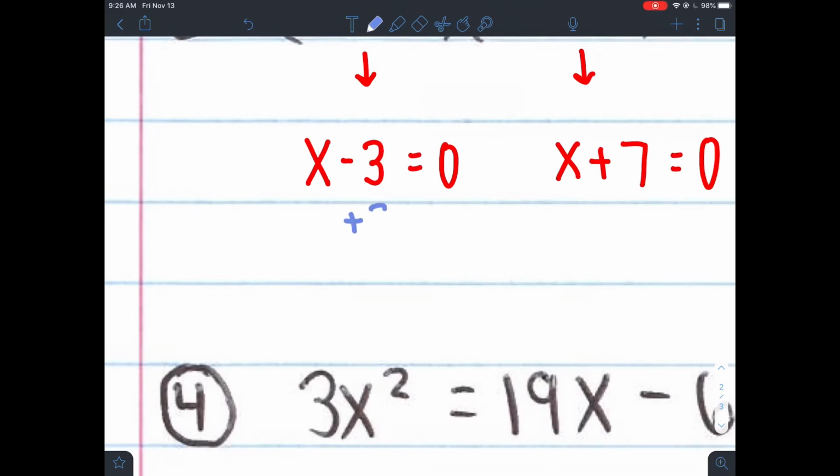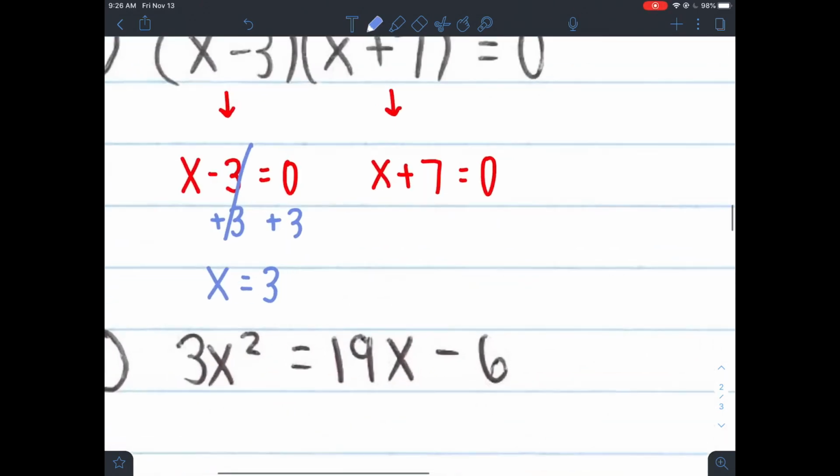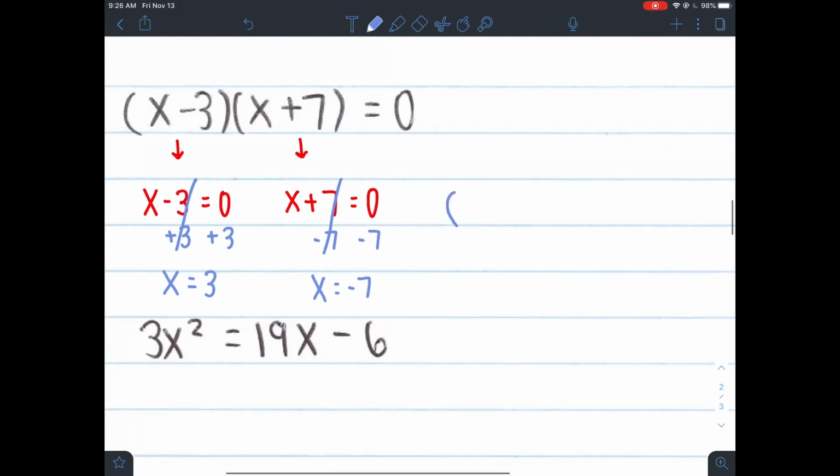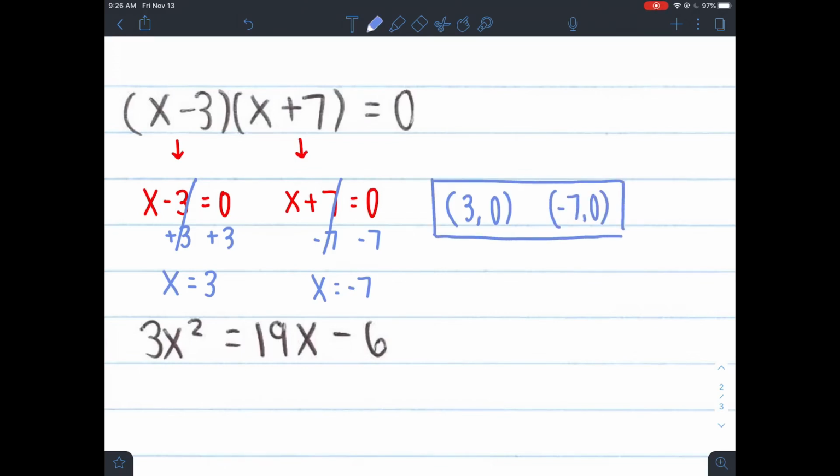To get x by itself, I would add 3 to both sides. So I have x equals positive 3. And to get x by itself here, I would subtract 7 on both sides to get x equals negative 7. So I have two x-intercepts here, (3, 0) and (-7, 0). There we go. So we have two x-intercepts.